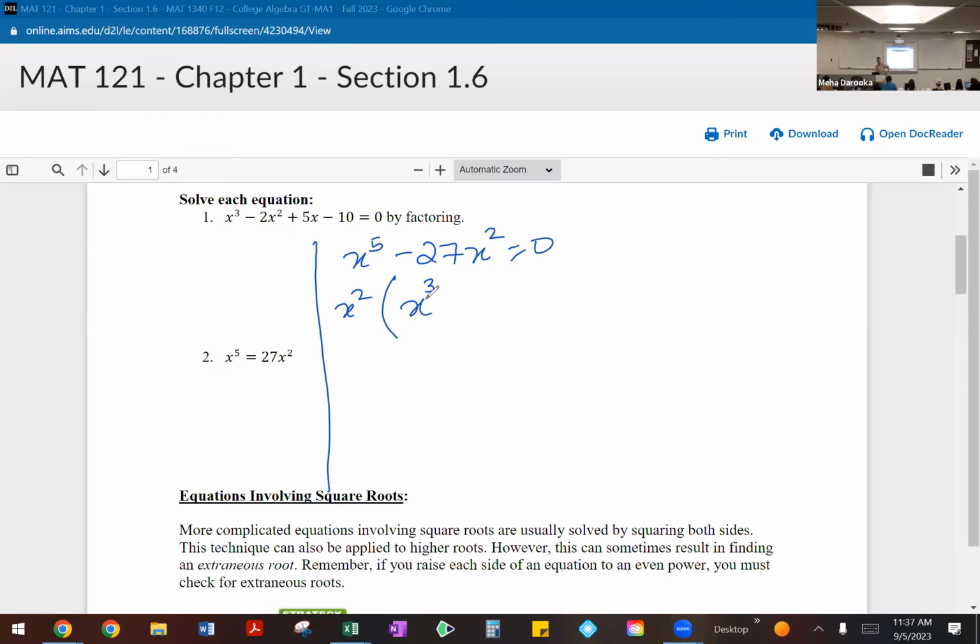X to the third power. From the second term, 27x squared, what's left behind? Just 27, because we take the x squared outside. How are we going to factor x to the third minus 27? The cube.